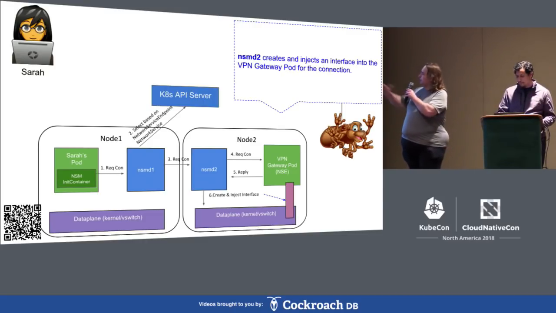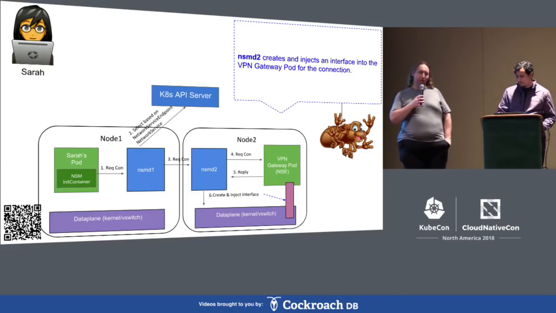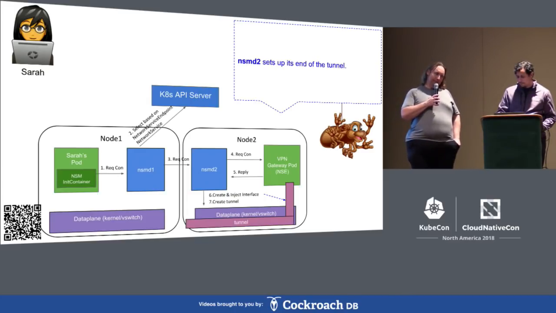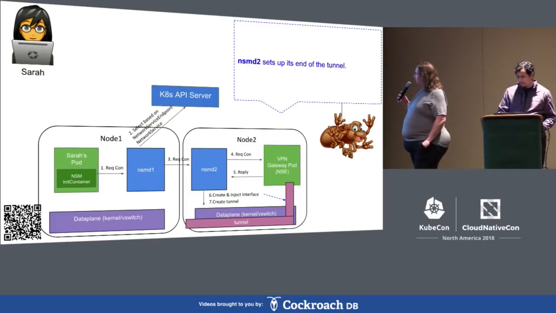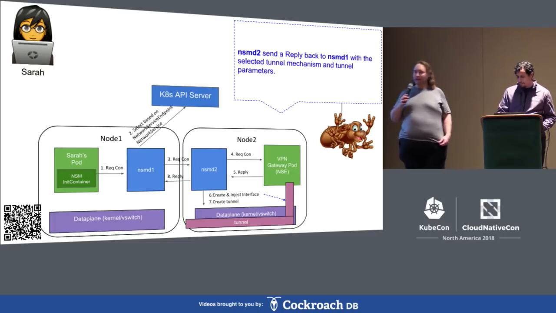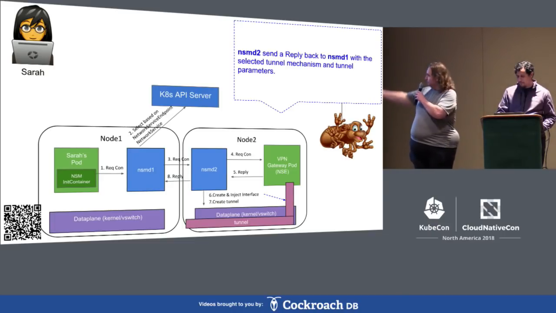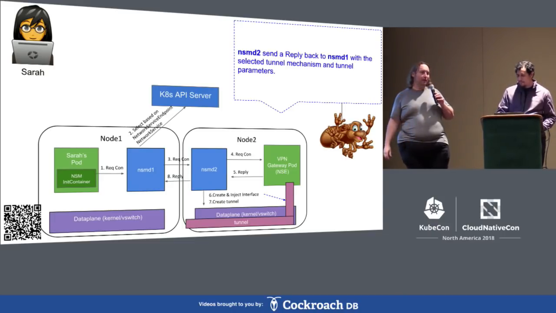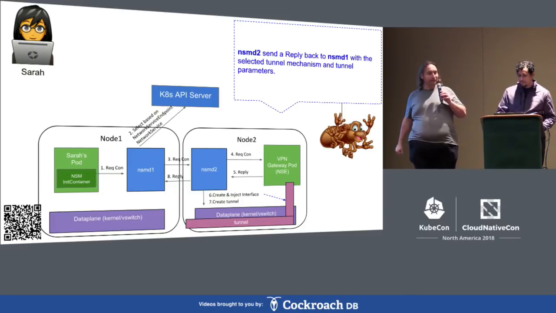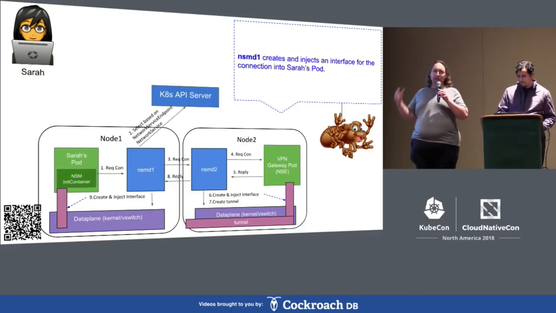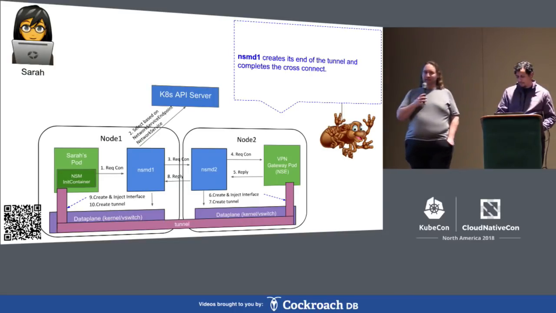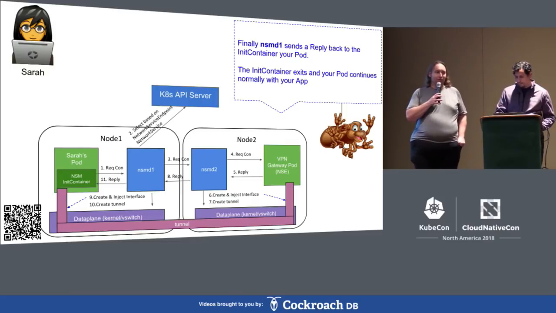And then when it gets to NSMD2, it looks exactly the same to the VPN gateway pod as it did when they were on the same node. The NSMD sends a request to the VPN gateway pod, it gets a reply, it injects the interface, it creates it into the tunnel, and then it replies back to NSMD1 with the selected mechanism for the remote cross-connect, and precisely the parameters so that the first NSMD can inject the interface into Sarah's pod and build it into the tunnel. And at that point, you have a cross-connect.